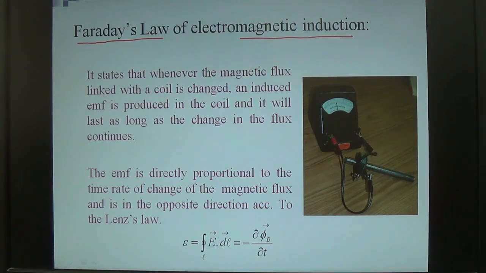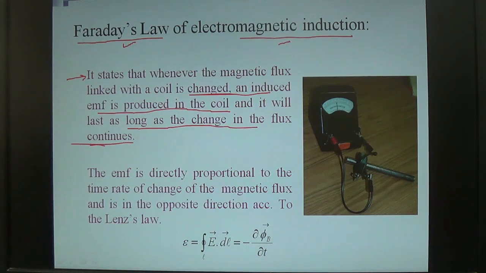In this section I will discuss the Faraday law of electromagnetic induction. What does it state? It states that whenever the magnetic flux linked with a coil is changed, an induced EMF is produced in the coil, and it will last as long as the change in the flux continues. So this is the point about the Faraday law, and what is the mathematical form of it?